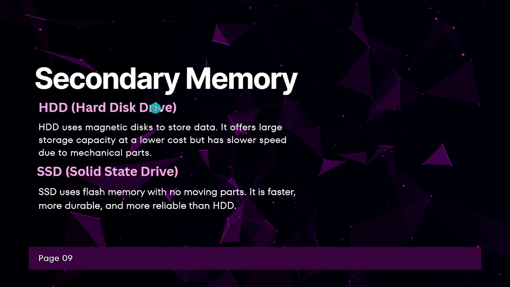We have here secondary memory and its types. So we start the secondary memory here with HDD, or the hard disk drive. HDD uses magnetic disks to store data. It's for large storage capacity at a lower cost, but has lower speed due to mechanical parts.